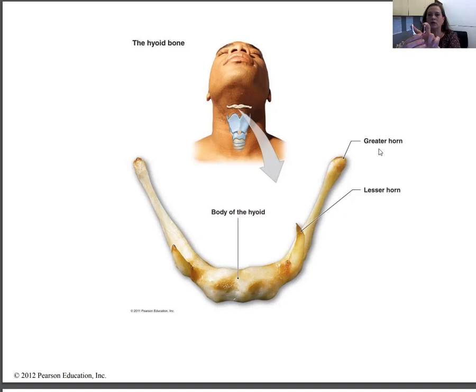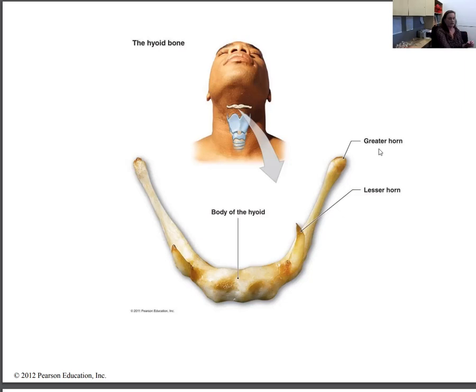You can see the back parts here. Those are your greater horns. Then these little fang teeth right here are your lesser horns. And all this front area of that bone is the body of the hyoid. So the back portions are your greater horns. These little extensions up here look like little canine teeth, little fangs. Those are your lesser horns. And all of this in the middle, in the front, is the body of the hyoid.